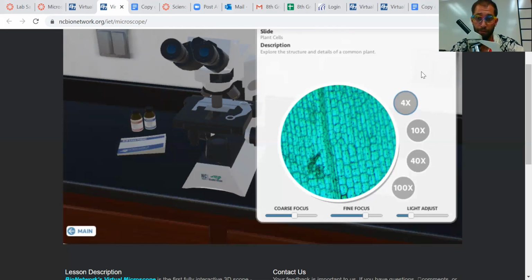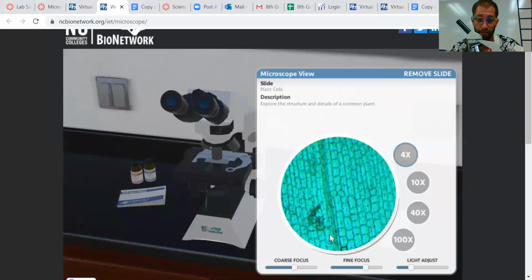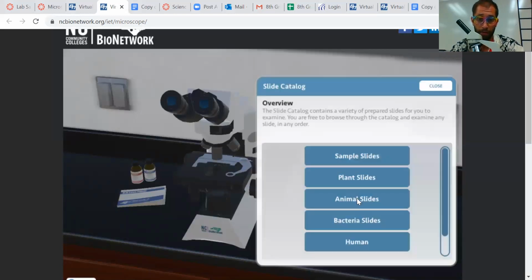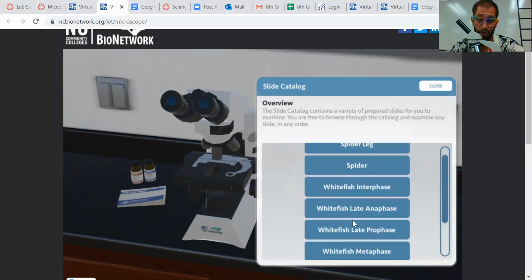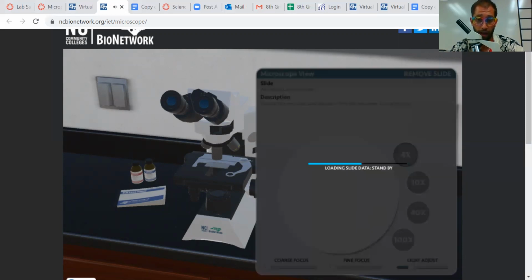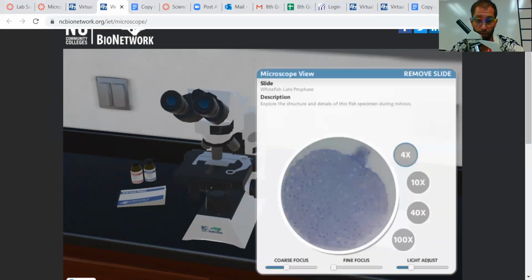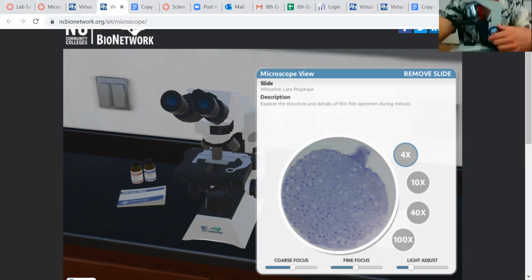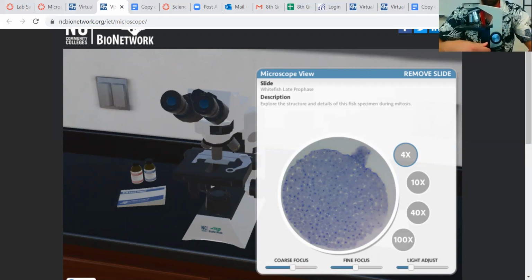You're going to label this plant cell. You're going to remove the slide. You're going to go into an animal slide now. I'm going to go ahead and say click any of these whitefish cells. I don't care which one, and you're going to put them in focus. You're going to focus until you get it clear, just like you would with a microscope in real life, using our coarse and fine, which again, if you use these in class, coarse is the big knob, fine is the small knob.